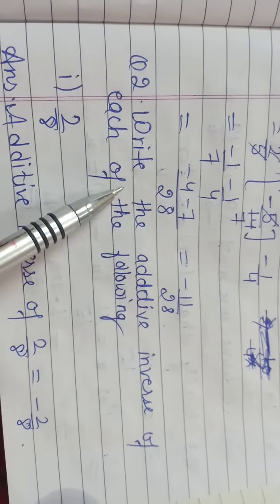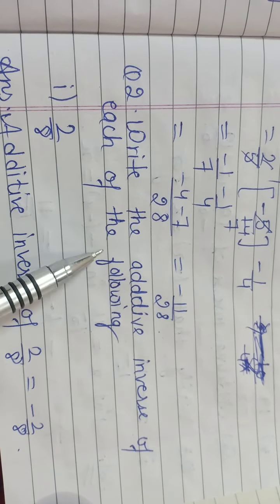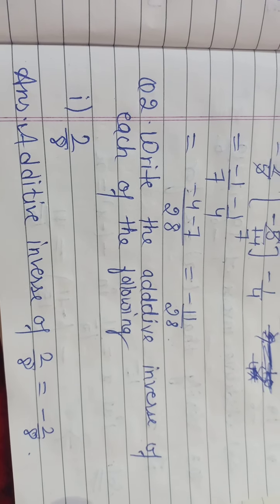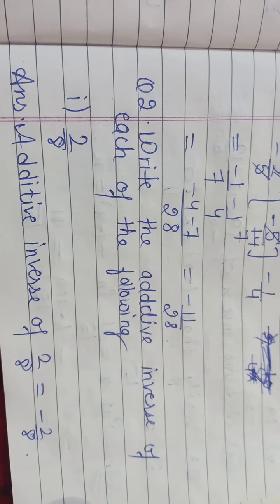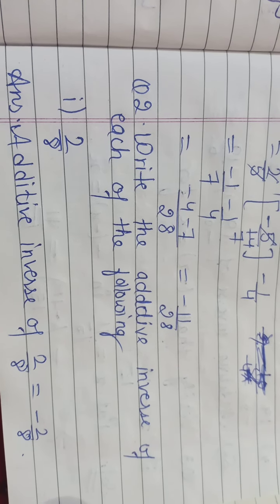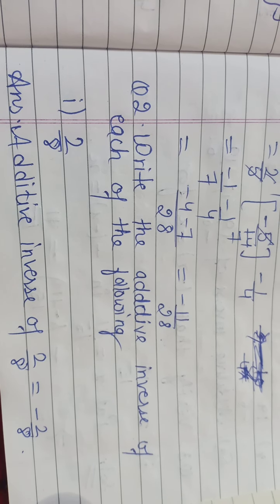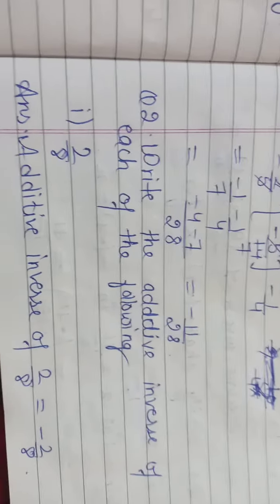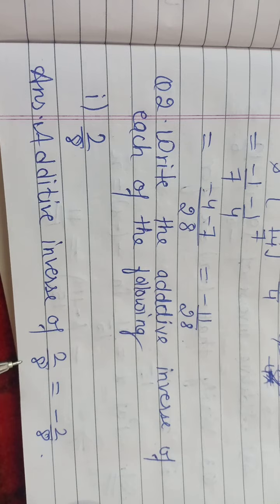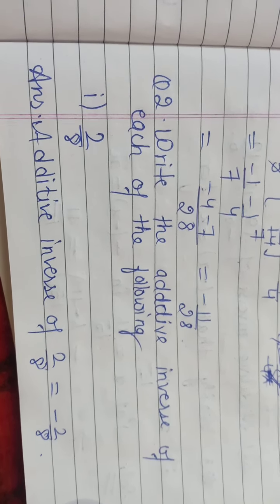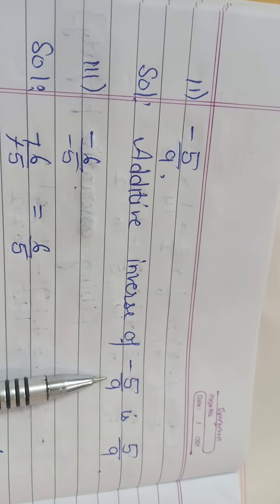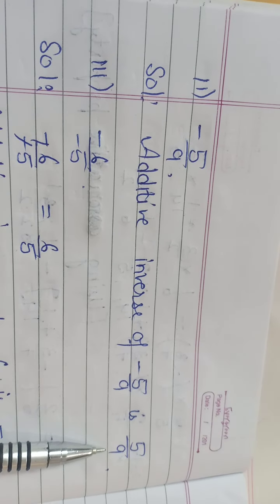Next question is, write the additive inverse of each of the following. As we discussed earlier, additive inverse of a is minus a. So when we add the two terms, the answer is always 0. So additive inverse of 2 by 8 is minus 2 by 8. Similarly, additive inverse of minus 5 by 9 is plus 5 by 9.